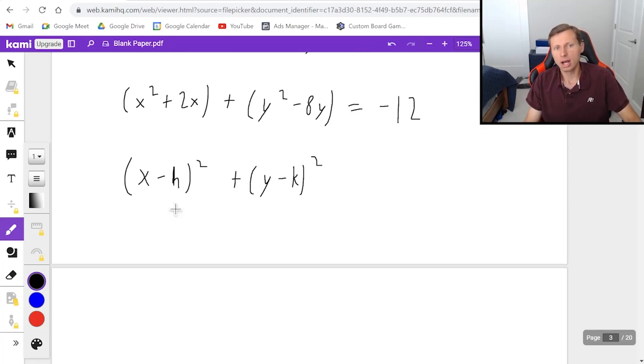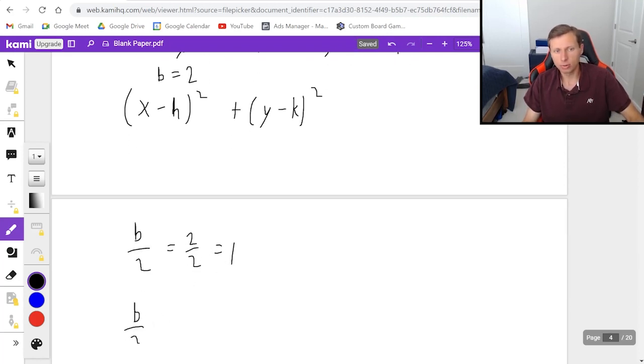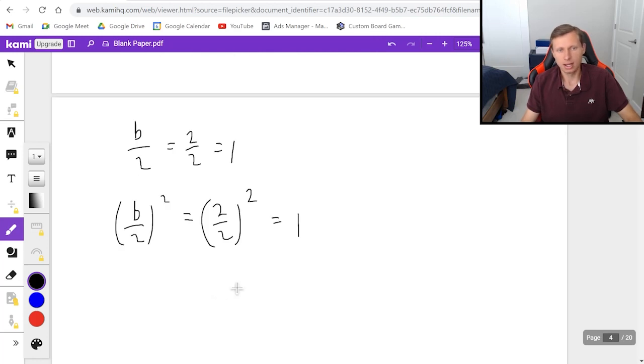If you remember, you have to find b over 2 squared. In other words, in this case with the x's, b is equal to positive 2. And we need to find b over 2, which would be 2 over 2, which is 1. And then we need to do b over 2 squared, which is just 1 still, because 1 squared is 1. And basically what that b over 2 squared means, I'm going to add it to both sides.